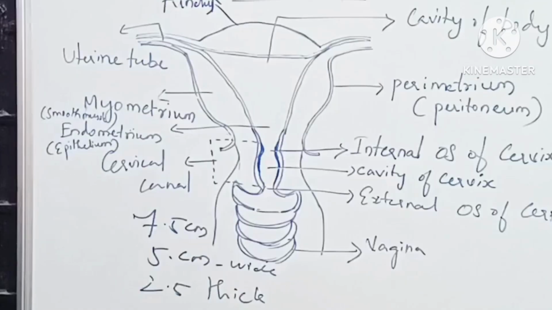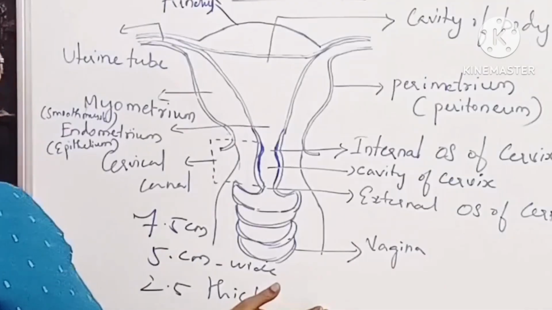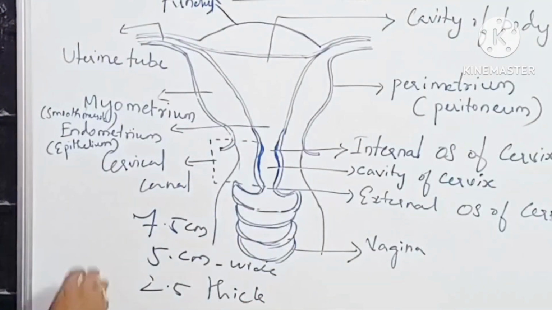Next, we can see the supporting structures of the uterus. Before class I already told the structures. The uterus is supported in the pelvic cavity by surrounding organs, muscles of the pelvic floor and ligaments. First is the broad ligament. Second is the round ligament. Third, uterosacral ligaments, transverse cervical ligaments and pubocervical fascia. These are the supporting structures of the uterus.